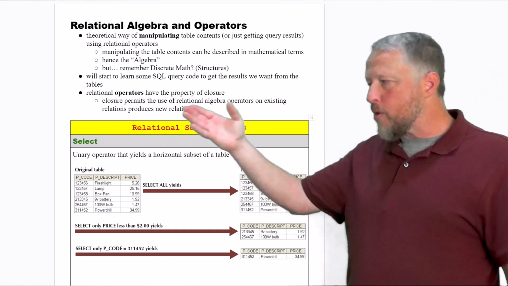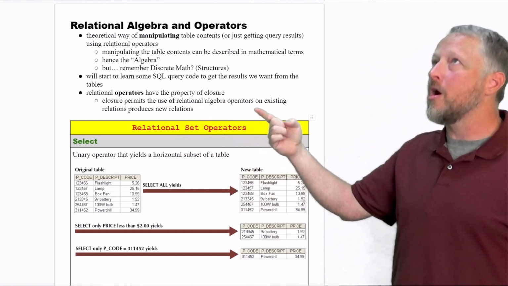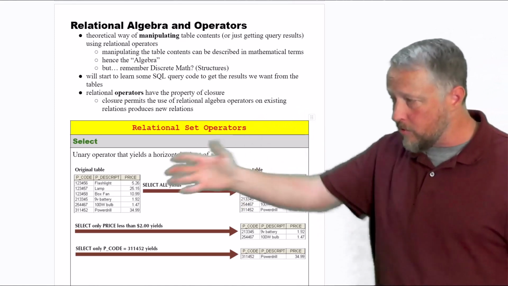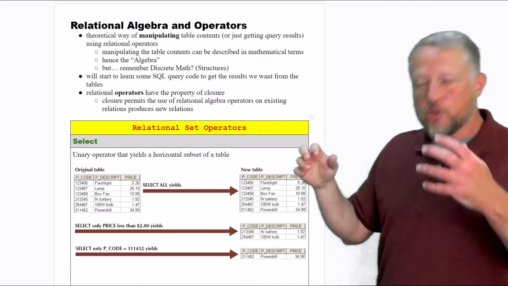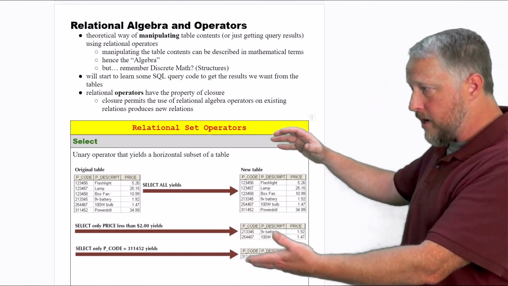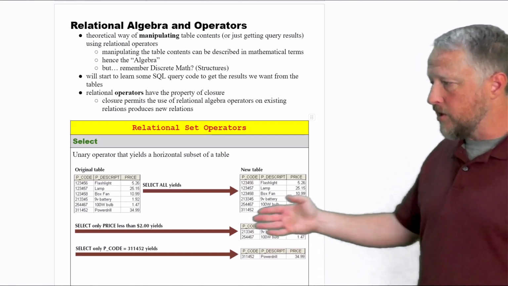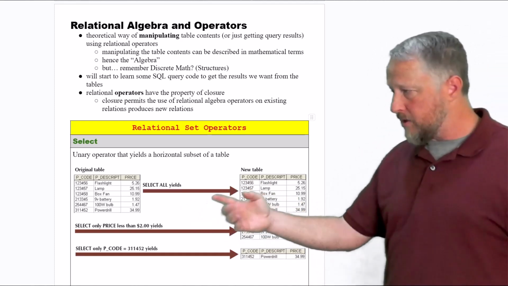The relational operators have the property of closure because we can use relational algebra operators on existing relations that are already there to produce new relations. So let's go with select first. Select is going to do all that, but here's the important part.